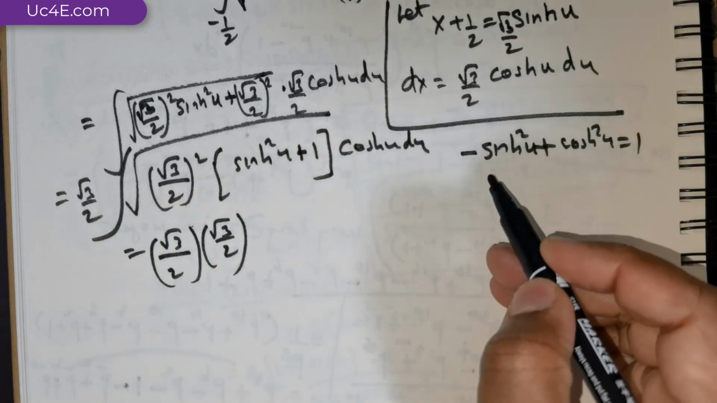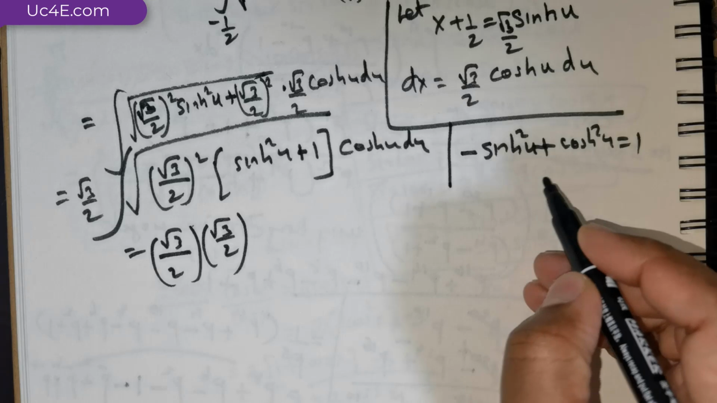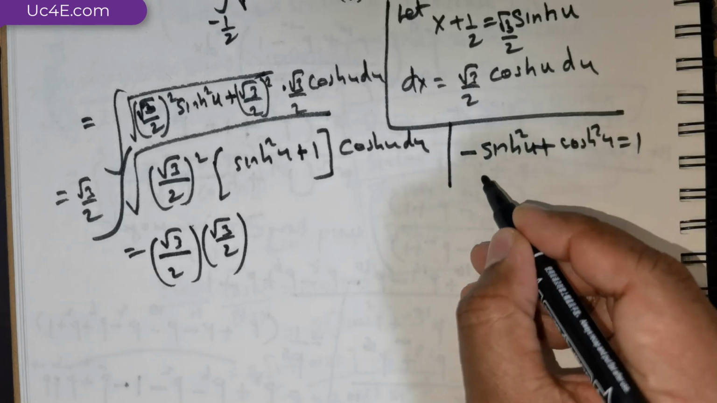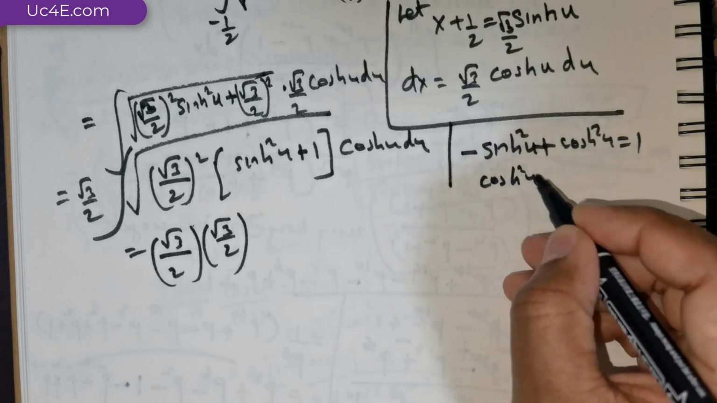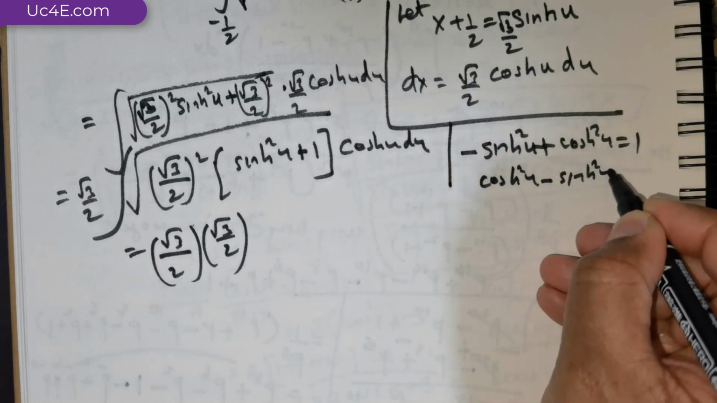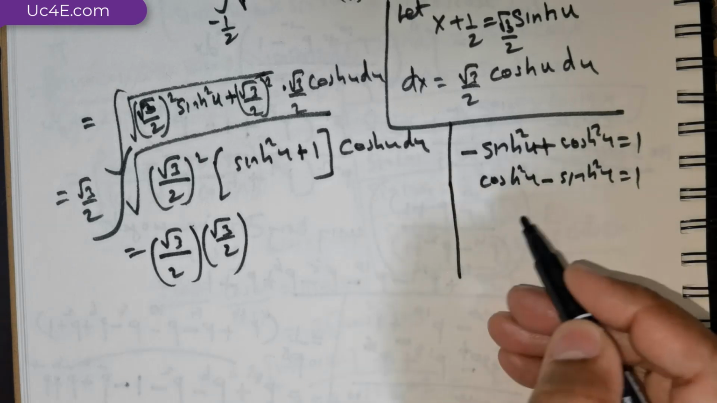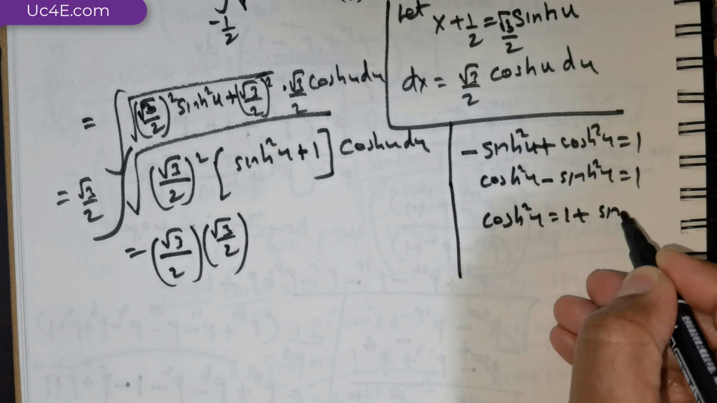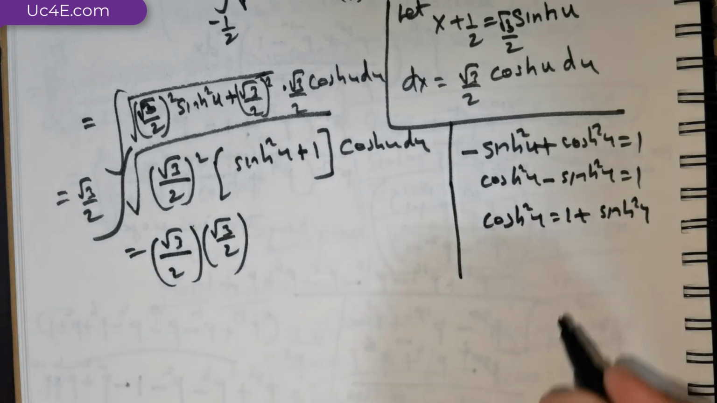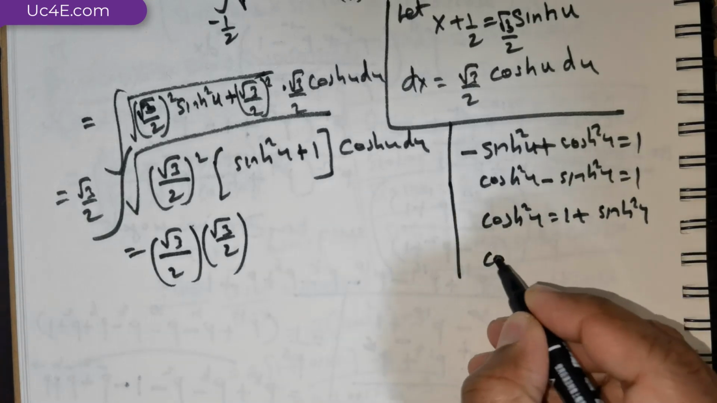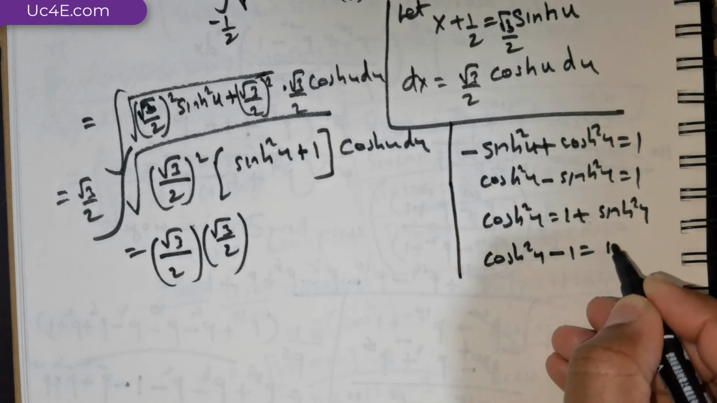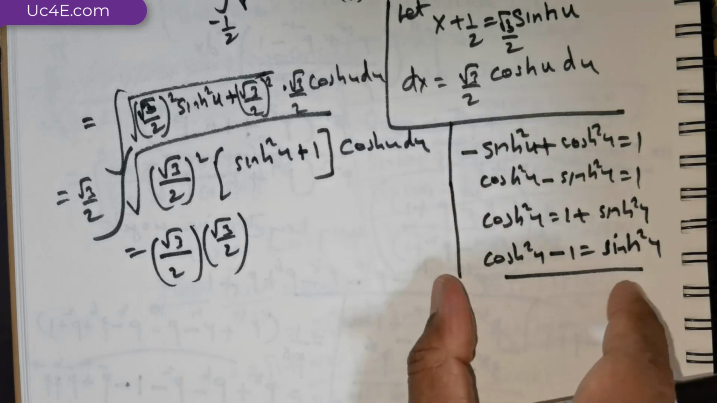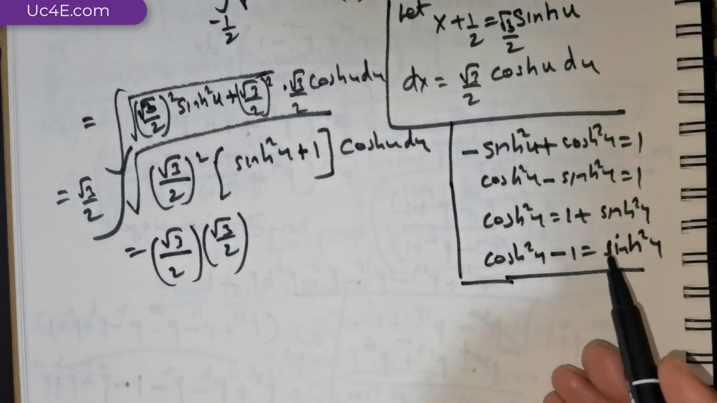Now there is a formula, make use of this particular formula, which is negative sinh squared u plus cosh squared u is equal to 1. This formula is also represented as cosh squared u minus sinh squared u is equal to 1. It is also represented as cosh squared u is equal to 1 plus sinh squared u. And this formula is also represented as cosh squared u minus 1 is equal to sinh squared u. So there are several ways that this particular formula is represented.